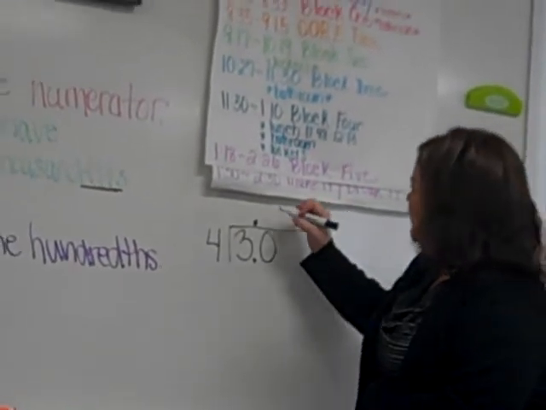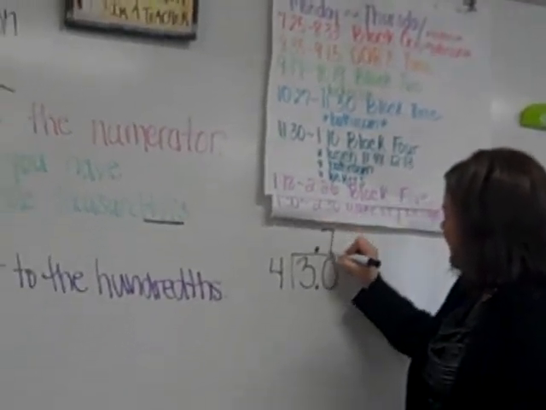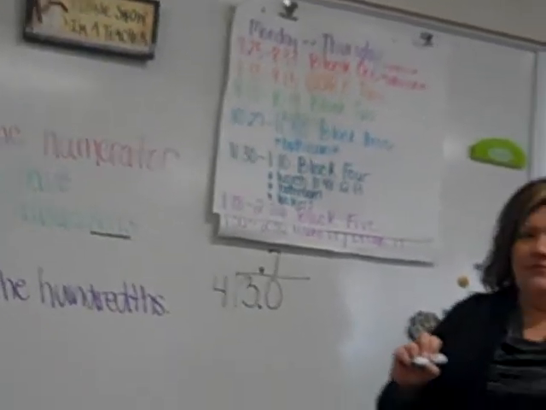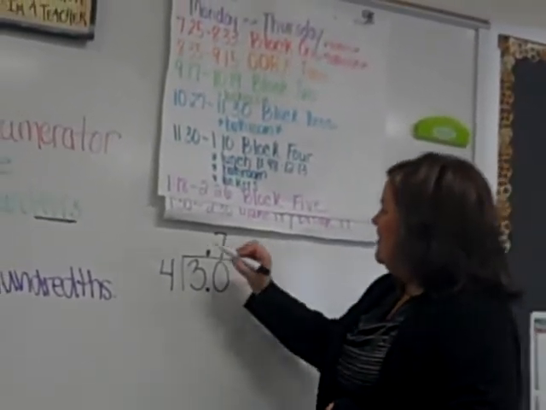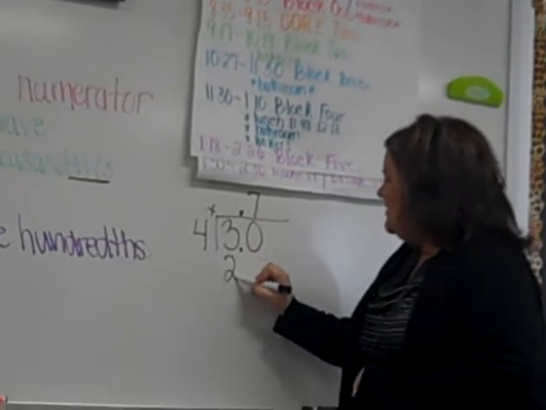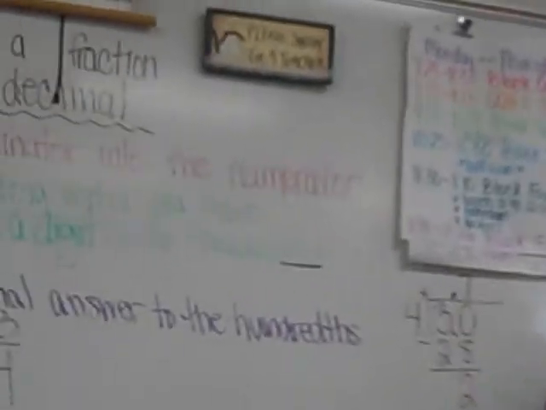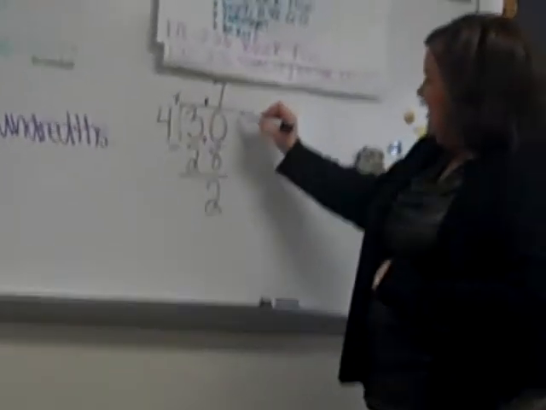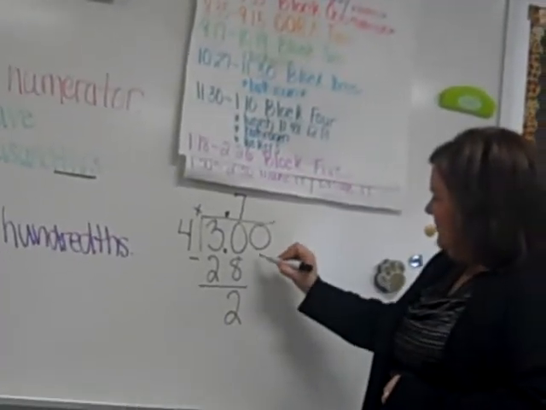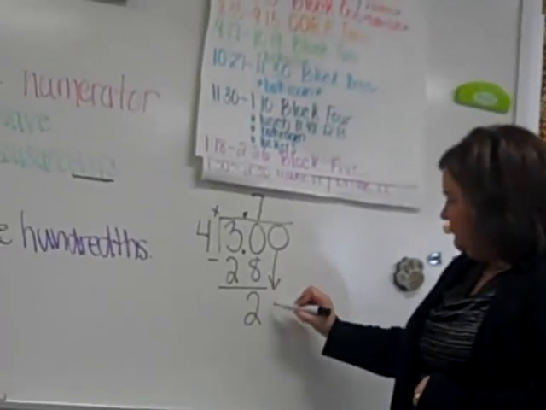Seven times. So I'm going to place my 7 up in my quotient. And then 7 times 4 is 28. I'm going to subtract. Let's add another 0 to bring down.